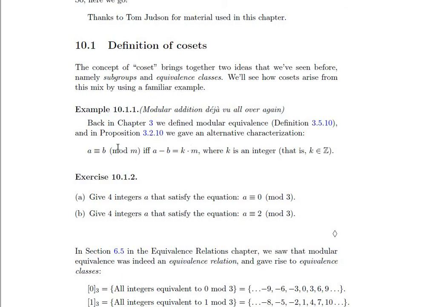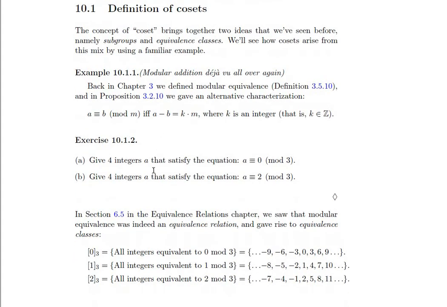All right, so hopefully you're familiar with the idea of modular equivalence. 6 and 13 are equivalent mod 7 because 13 minus 6 is 7, a multiple of 7. So this is an equivalence relation. We can use this equivalence relation to give rise to equivalence classes. So here are some examples of equivalence classes.